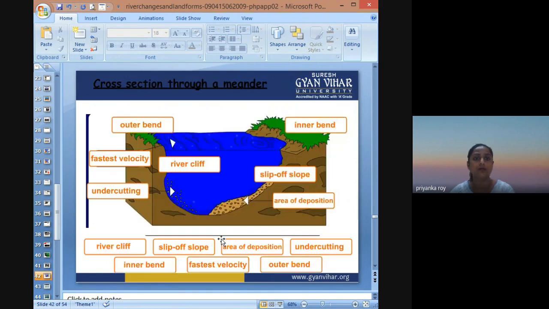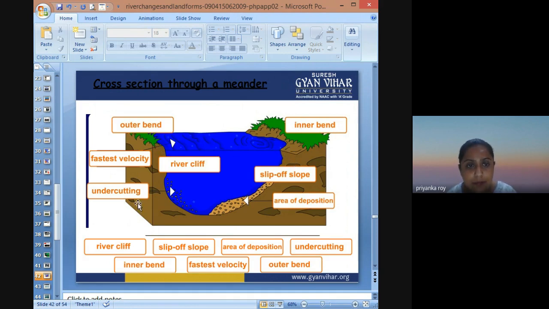Now, cross section through a meander. If you see a meandering river, you will see that in a certain area the deposition activity is done at the cross section of the meandering river. So the outer layer shows the calmness and the stillness of the water.